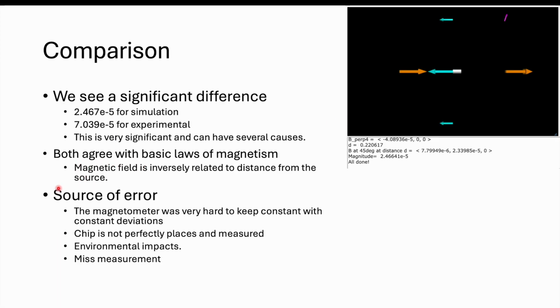So the possible sources of error. First, the magnetometer was very hard to keep constant and keep in the north direction. Any small movements would completely move the values around. And the chip is not perfectly placed and measured. There are obviously a few movements, and because we're working with small distances, even 1 centimeter to the right or to the left makes a huge difference. There are also environmental impacts. Even though I tried to keep all of this far from any metals or any electronics, there's still quite a bit of fluctuation, as I could see with the base value. And I've also probably made a few mismeasurements because I cannot measure smaller than the millimeter.